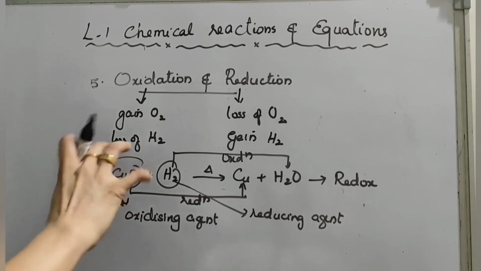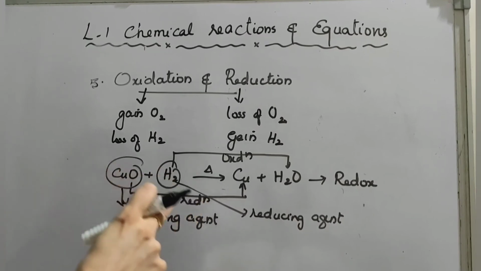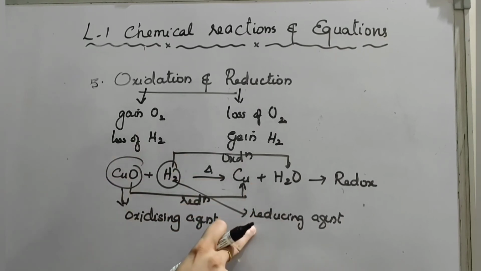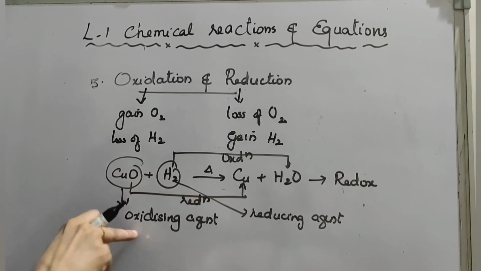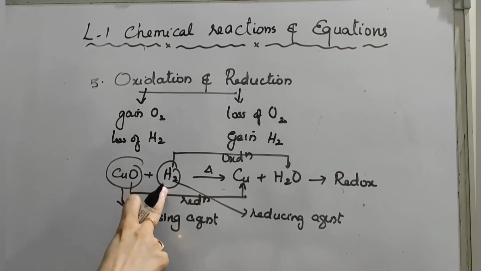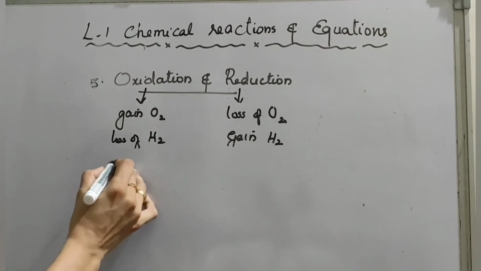Substances which can bring about the oxidation of other substances are known as oxidizing agents. Substances which can bring about the reduction of other substances are known as reducing agents. So the reactant where reduction takes place is the oxidizing agent, and the reactant where oxidation happens is known as the reducing agent. Let us perform another example.